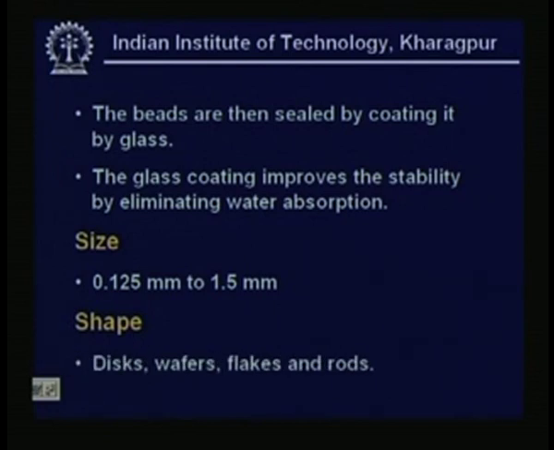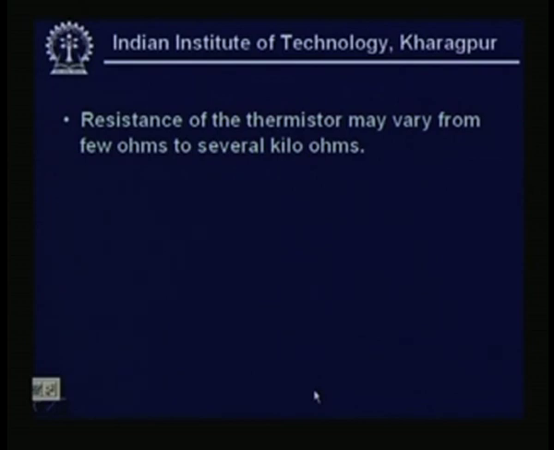Shape, it has various shapes. It is available in discs, wafers, flakes, as well as in rods. These are the different shapes of the thermistor. And the resistance of the thermistor may vary from a few ohms to several kilo ohms. Usually, as I told you, one application is that electronic circuits also use it.